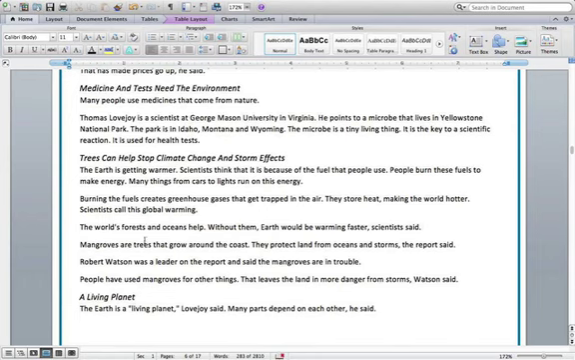The world's forests and oceans help. Without them, Earth would be warming fast, scientists said. Mangroves are trees that grow around the coast. They protect land from oceans and storms, the report said. Robert Watson was a leader on the report and said the mangroves are in trouble. People have used mangroves for other things. That leaves the land in more danger from storms, Watson said.